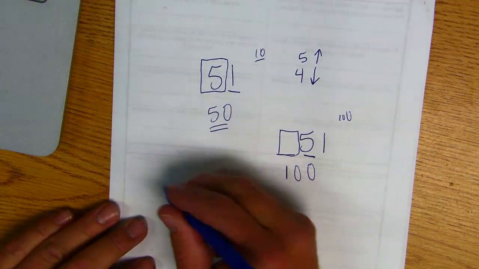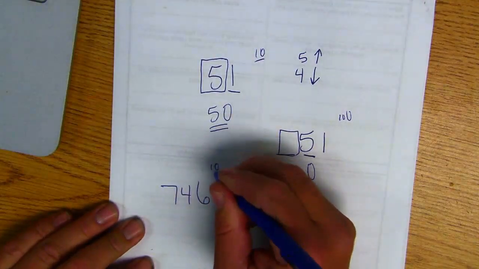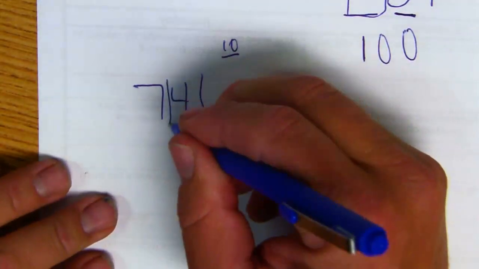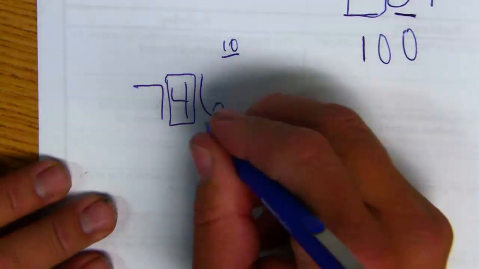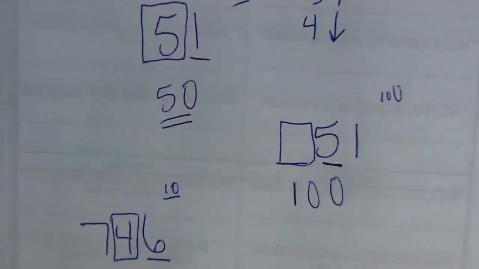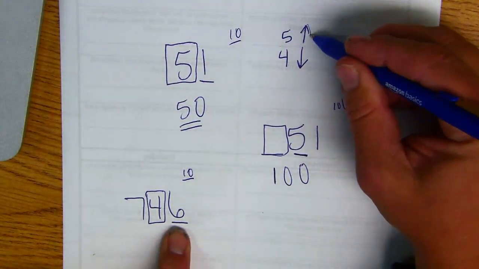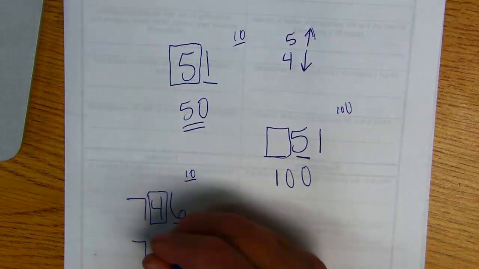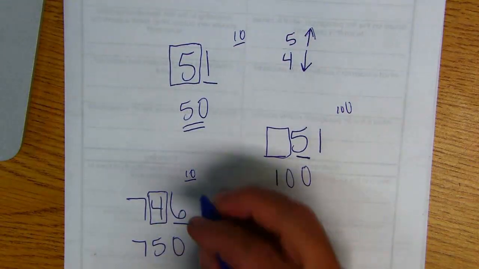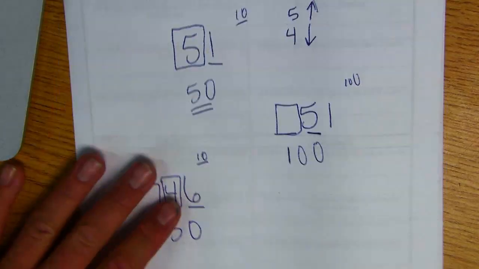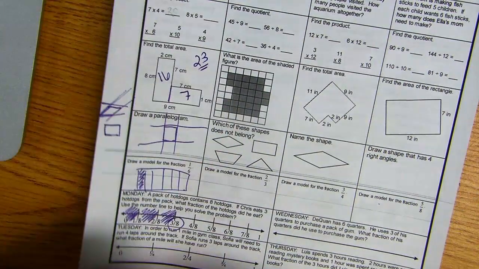Maybe we should do a couple more rounding here. 746. Put a box around the place value that you're rounding to, underline the digit to the right. Same thing. Look at the underlined digit. 5 or higher, you round up to the nearest tens place. All right, there's a quick review of rounding.